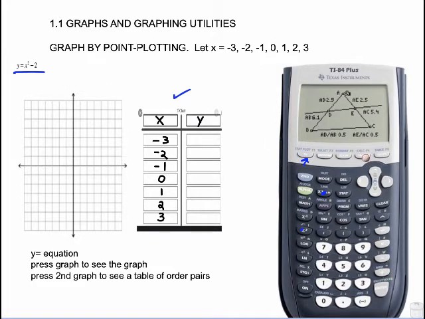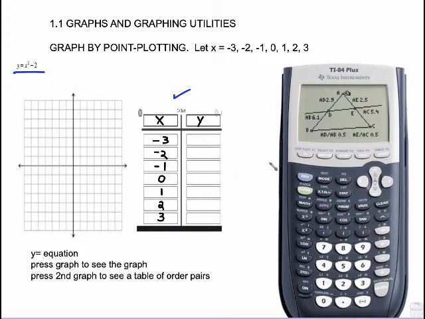The next thing you want to do, just to take a look at it, is hit the word graph right there. This says graph. If you press graph, you will get a picture of y equals x squared minus 2. The neat thing is, so you don't have to do all this arithmetic by hand, is to hit second and then graph, which, if you look up there, you can see the word table.